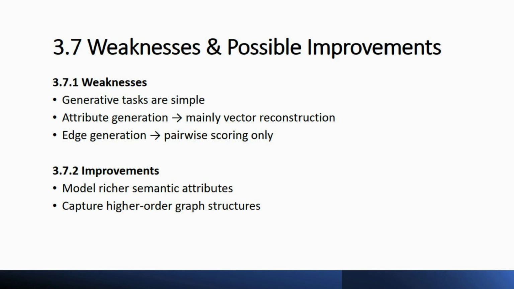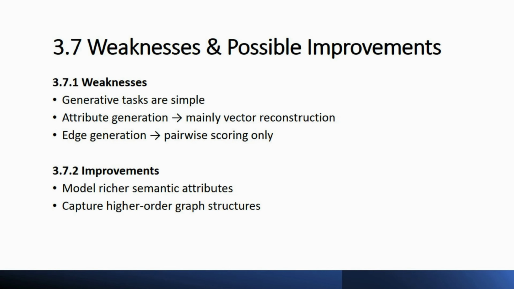Although GPT-GNN offers a strong pre-training framework, it still has limitations. The generative tasks are relatively simple. Attribute generation mainly reconstructs vectors and cannot model richer or more complex semantics. Edge generation relies on pairwise scoring only and does not capture higher-order structural patterns, such as motifs or communities.